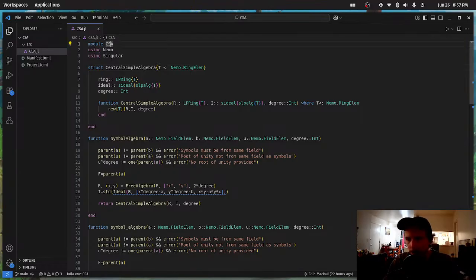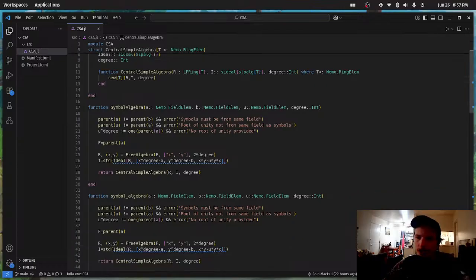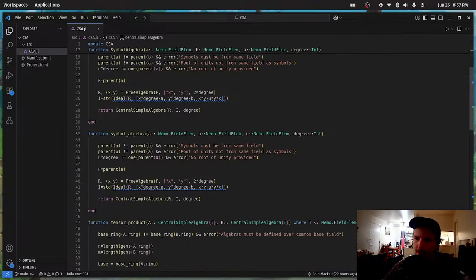Just to remind you, what we're doing is, my goal is to construct a package through Singular, which is a computer algebra system, and Singular has a Julia interface. So I want to construct basically a Julia package which allows some operability with central simple algebras.